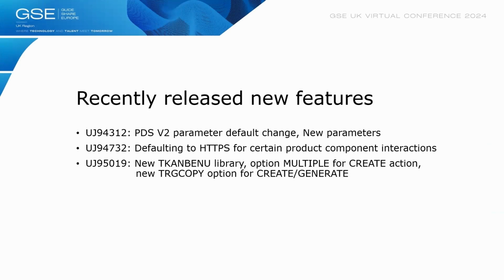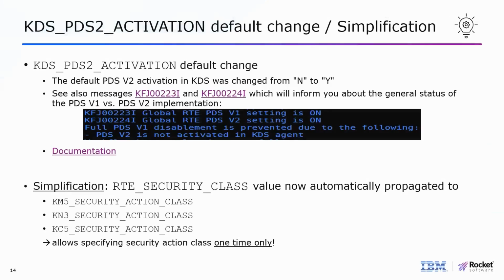Okay, good. All right, so let's chip away on this part. So I will be starting with smaller ones, and then as we move along, go to the big final with the biggest enhancement at the end. So the first thing, there is a parameter default change for the KDS PDS2 activation parameter. So what does this parameter do?